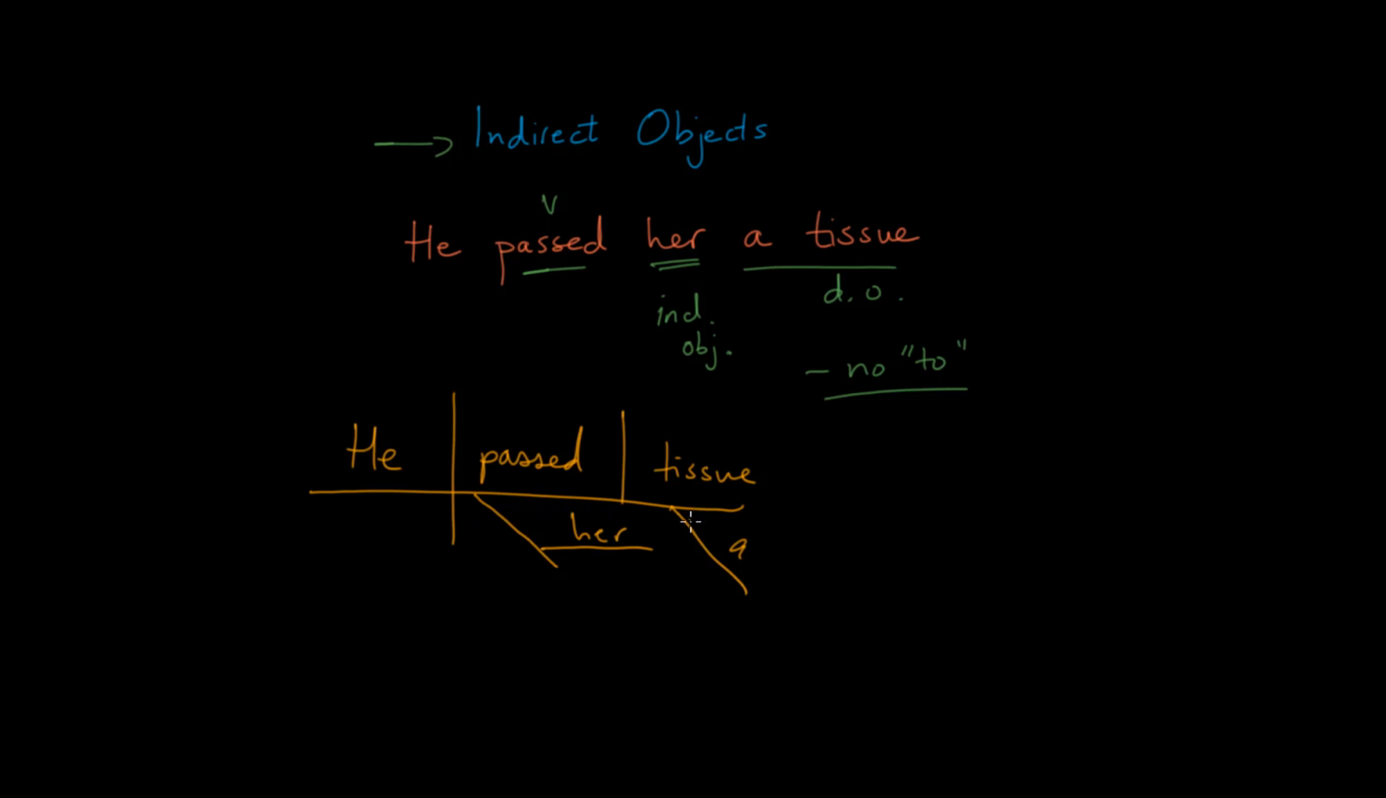So he passed her a tissue. And you can almost imagine a kind of to implied here, right? Which could go on the line if it were in the sentence. All right, so the indirect object then, just to repeat, it has no to, it receives the direct object, and it's diagrammed by having the slanted line that remains empty, and then we place the indirect object on the other line.